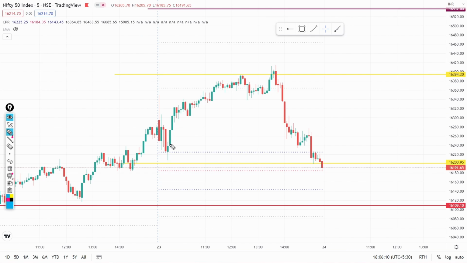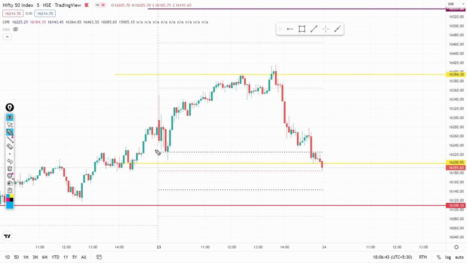So after opening, almost the first half was a huge trending move, and later in the second half, at the closing time, the market went back and formed today's low at 16,191. So it was clear that the market, 95%, would be sideways. So it went up and it came back down.